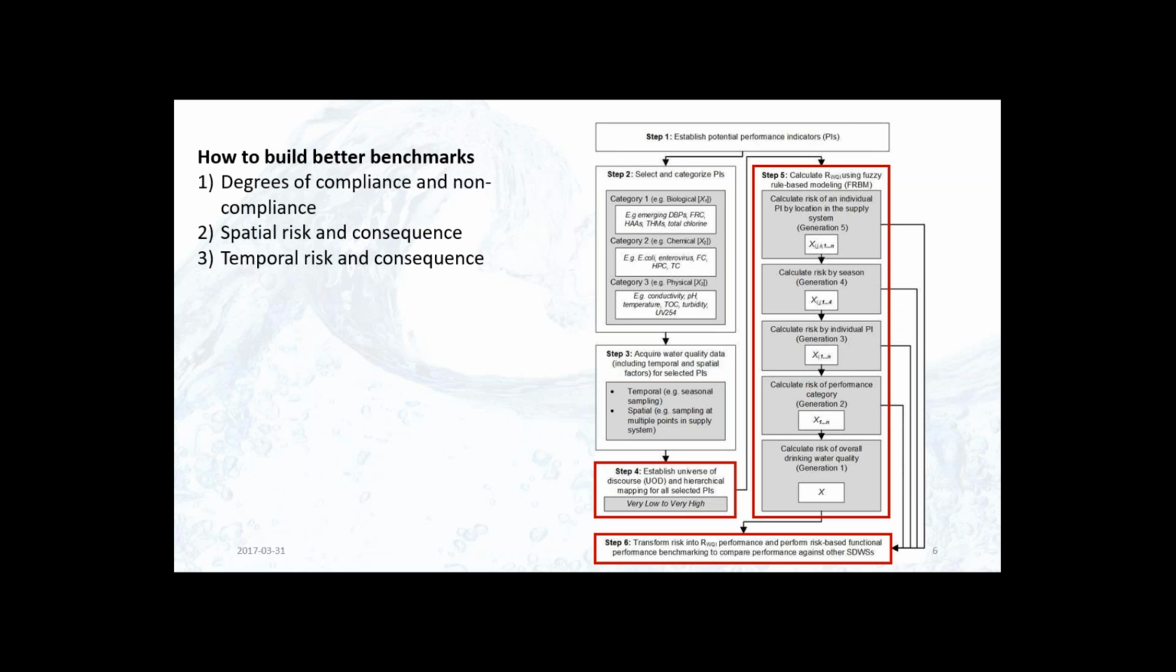So to address the issues associated with the traditional drinking water assessment and associated benchmarking, I've developed a framework quantifying spatiotemporal variability and degrees of compliance, non-compliance through the use of risk assessment and fuzzy inference systems, with the overall goal of just building better benchmarks. This presentation is mostly focused on steps 4 through 6 of my framework, as the first few steps are just associated with the selection of performance indicators, breaking it down into categories, and then acquiring the necessary data.